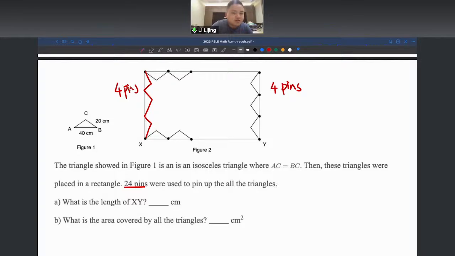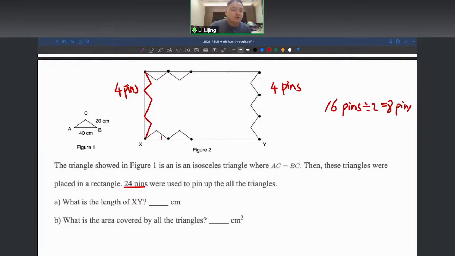Okay, so now you've got 4 pins on the left, 4 pins on the right. In total you have 24 pins, so you are still missing 16 pins. These 16 pins will form the breadth, up and down. You divide by 2, and you will get 8 pins at each side.